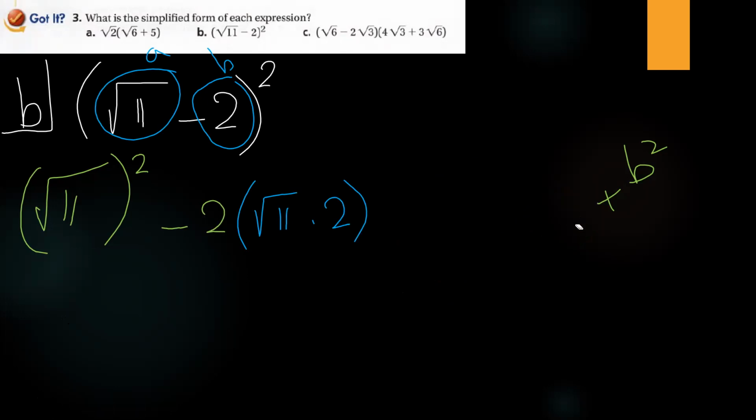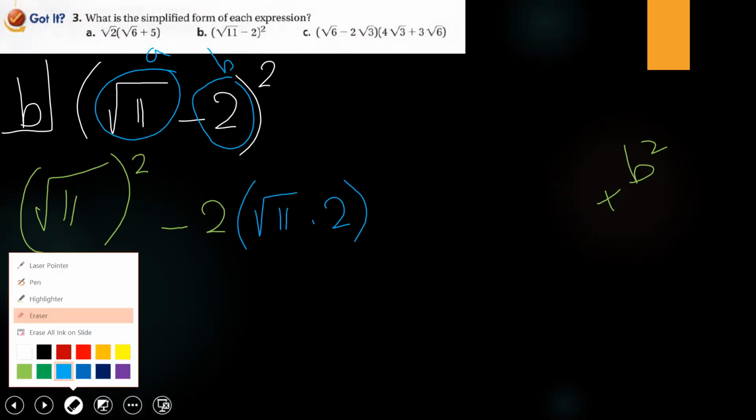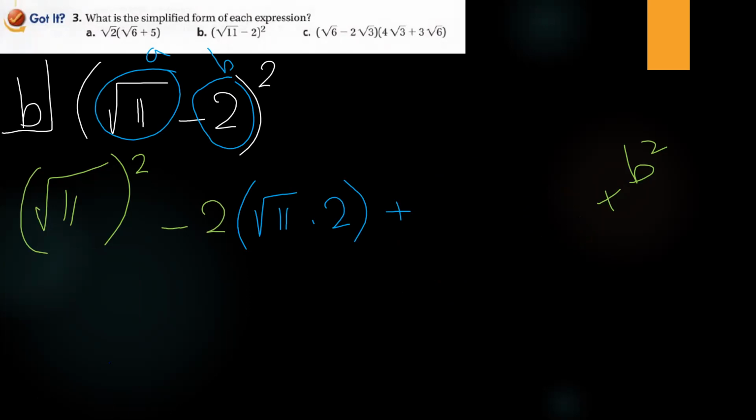Then plus what? b squared. Where is b? Which is 2. So we say it's 2 squared. Let's continue now. Square root of 11 squared. They cancel each other. Is it right? Yes. So we say it is 11.